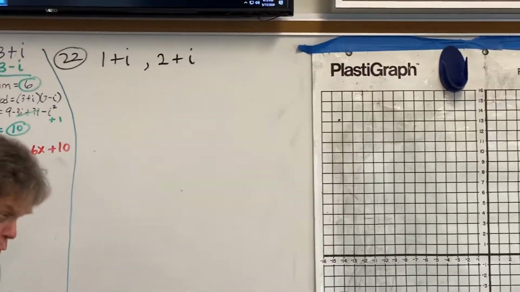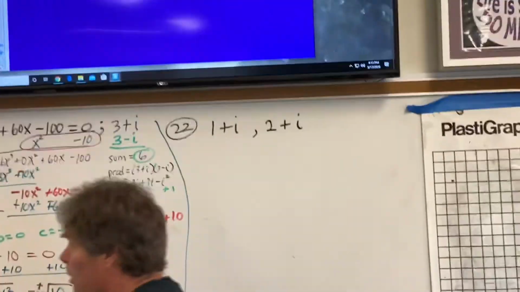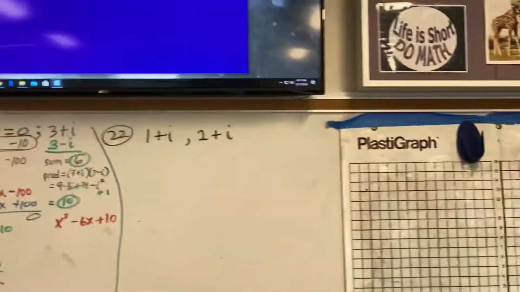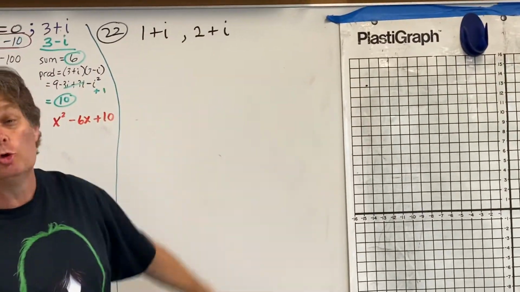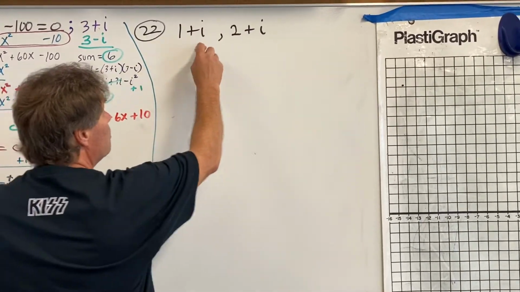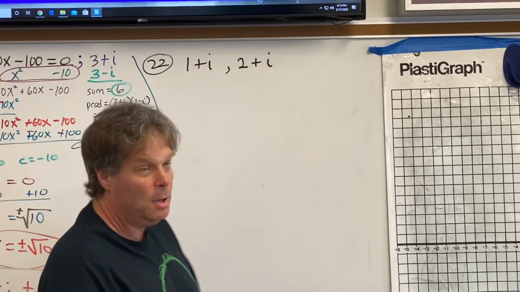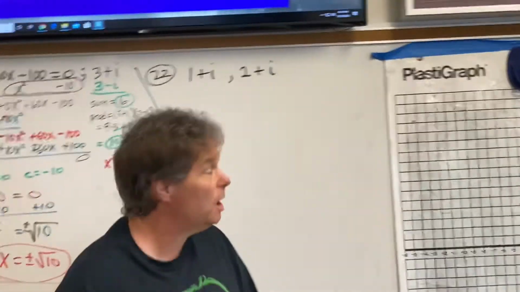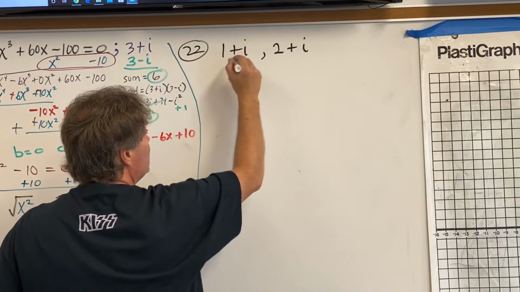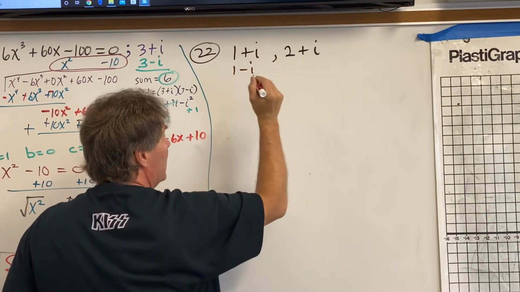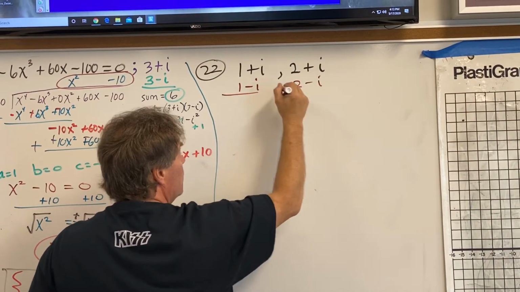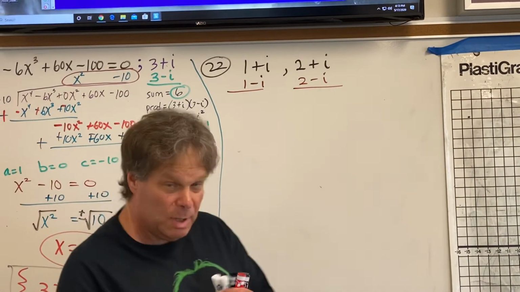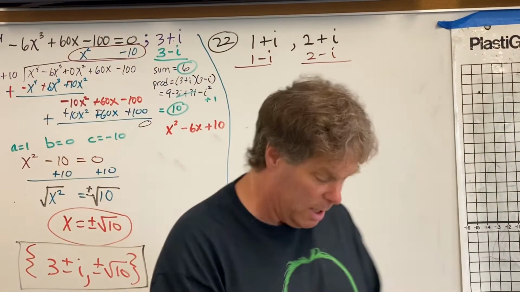number 22 is basically similar to 2. They're saying create an equation that has these guys as answers. Now, it looks like it might be a 2nd degree equation because there are 2 roots, but realize these are both complex. They both have i's in them. So that means the conjugate root theorem applies. So if 1 plus i is a root, then 1 minus i also has to be a root. If 2 plus i is a root, 2 minus i has to also be a root. So actually, this is going to end up being a 4th degree equation.